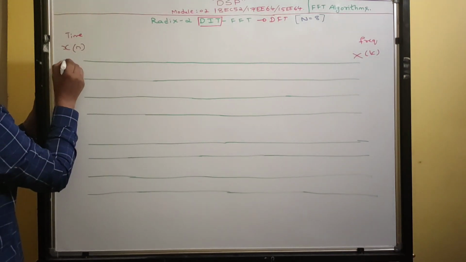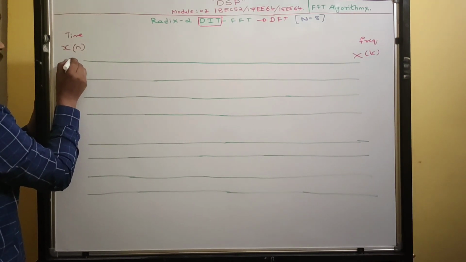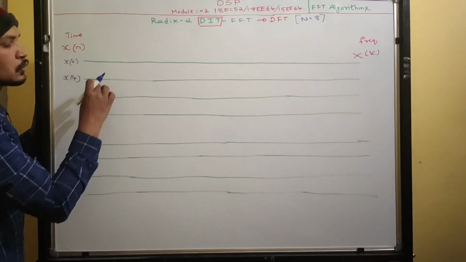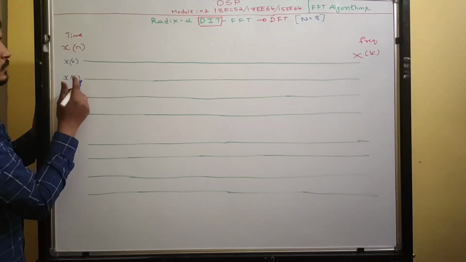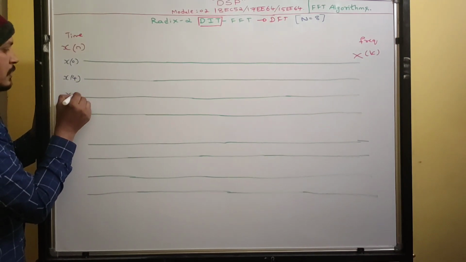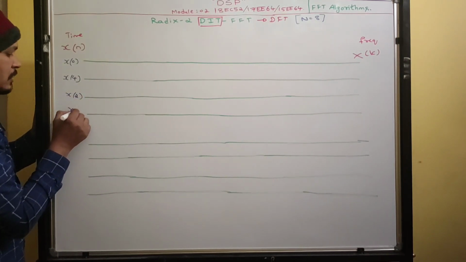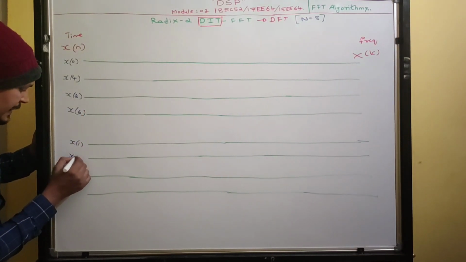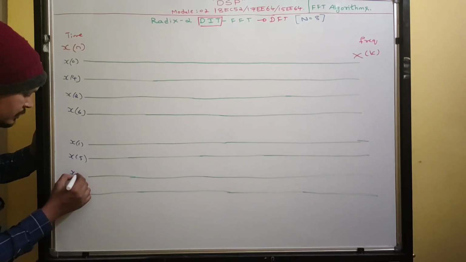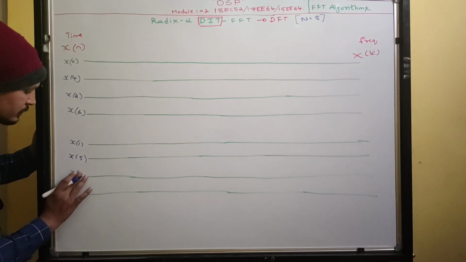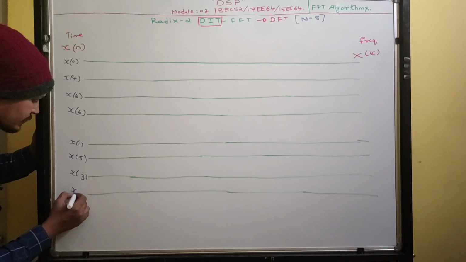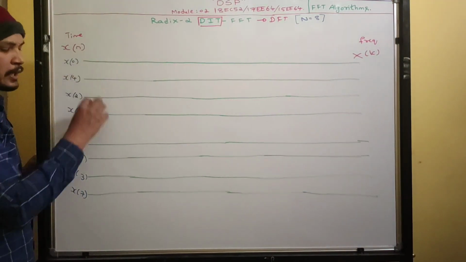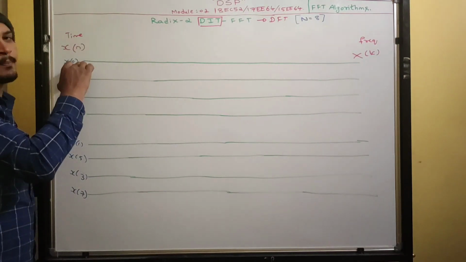Bit reversal order. Okay, x of 0. Okay, x of 4. You make two groups. Okay. Next, x of 2 and x of 6, x of 1, x of 5, x of 3 and x of 7. As I said earlier, take 2 in a group. Okay, bottom minus upper, subtract.